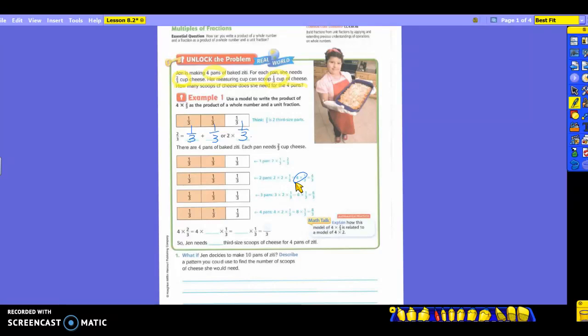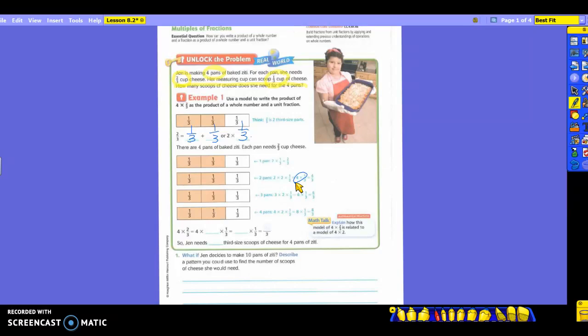Okay, let's look at 3 pans. Now I have 3 pans times the 2 times 1/3 gives you a total of 6. Where do I get that? 3 times 2, and I'm still taking it times the third, and I'm going to get what now? 6/3. Everybody following? Some of you aren't even looking at your paper, so you can't be following if you're not looking. Pay attention to what's going on.